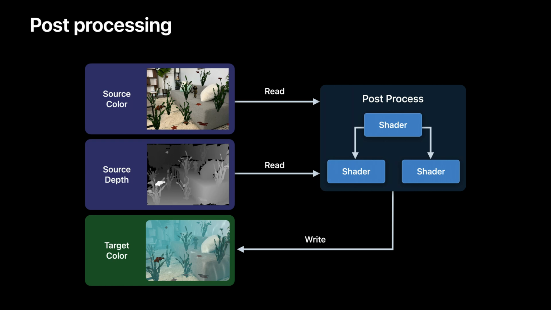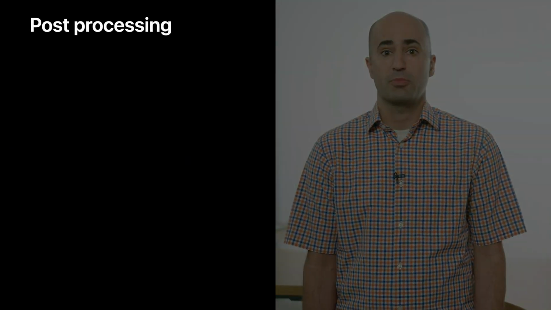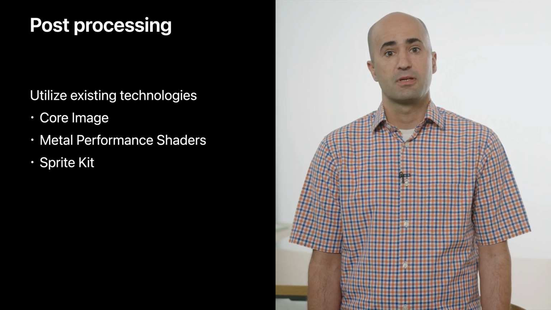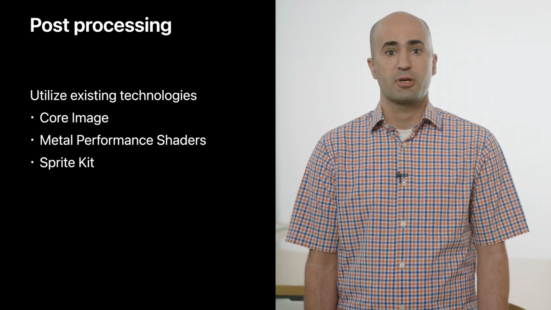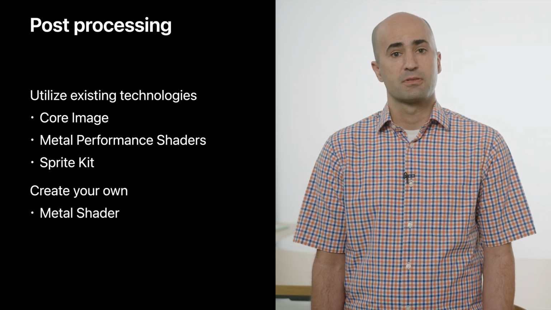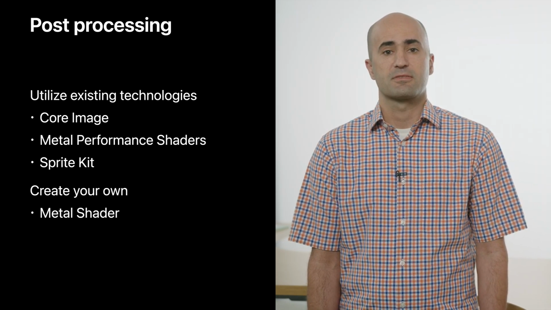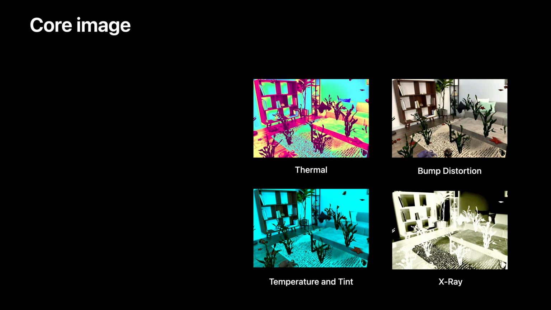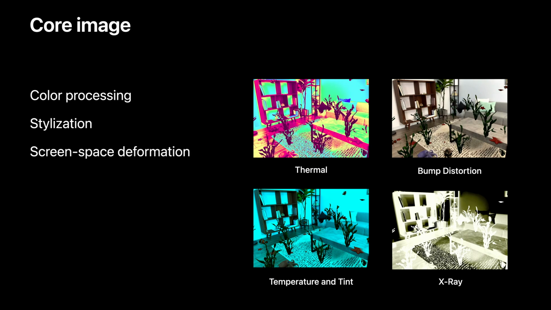We can build these in a few ways. Apple's platforms come with a number of technologies that integrate well with post effects, such as Core Image, Metal Performance Shaders, and SpriteKit. You can also write your own with the Metal shading language. Let's start with some Core Image effects. Core Image is an Apple framework for image processing. It has hundreds of color processing, stylization, and deformation effects that you can apply to images and video. Thermal is a neat effect, something you might turn on for an underwater fish finder.